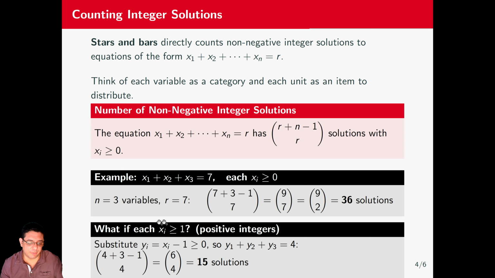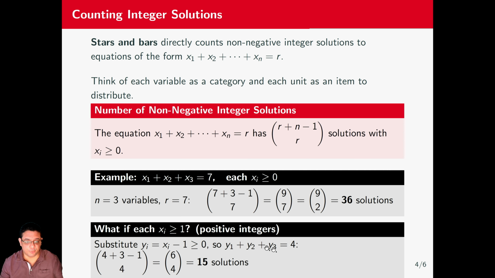But you can think about, well, what happens if xi is bigger than 1? What we've got to do is rewrite the equation so that it becomes a new variable that is bigger than 0. So we can write a new variable yi being xi minus 1. Since xi is bigger than 1, xi minus 1 becomes bigger than 0. And instead, this equation will be y1 plus y2 plus y3 equals 4.